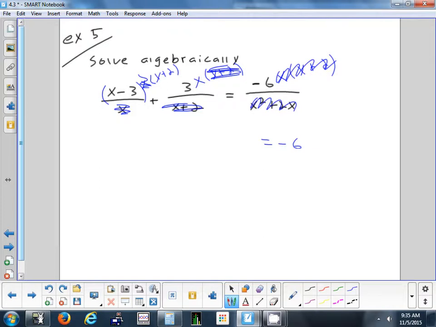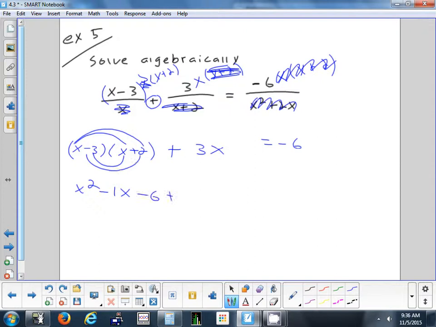Okay, so write down what you're left with. x minus 3, x plus 2, positive 3x. Be careful, if that was a negative, that negative goes with that 3. But in this case, it's a positive. And the other side is negative 6. Okay, this I have to distribute out. x squared plus 2, take away 3. That's a minus 1x minus 6.